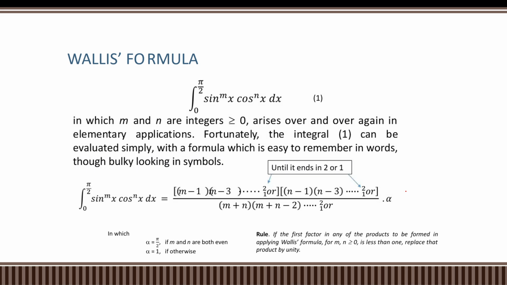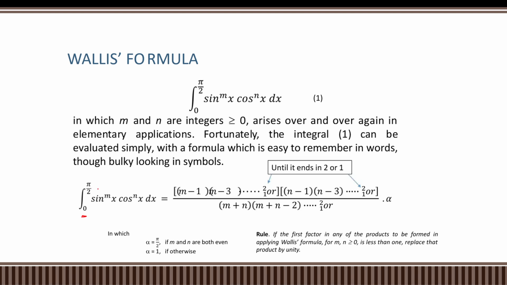So Wallis formula, we have here the integral from 0 to pi over 2 of sine^m x cos^n x dx, wherein m and n are integers greater than or equal to 0. This arises over and over again in elementary applications. Fortunately, the integral can be evaluated with a formula which is easy to remember in words, though bulky looking in symbols.